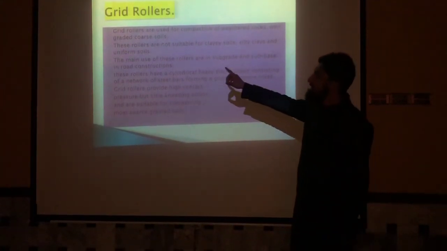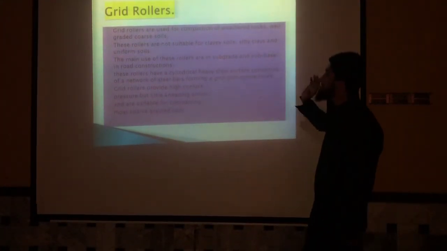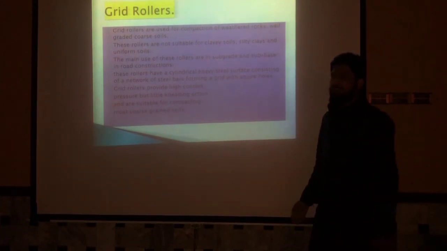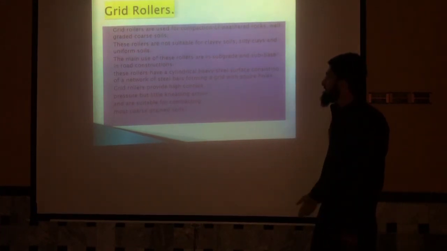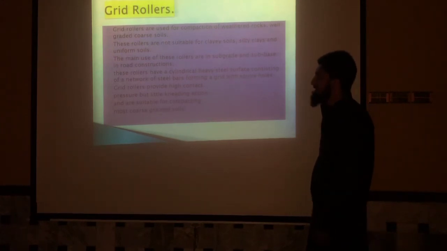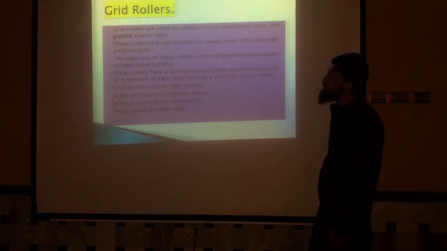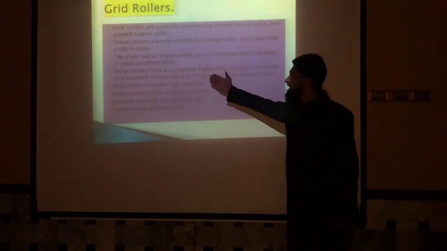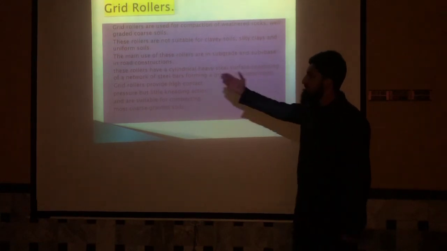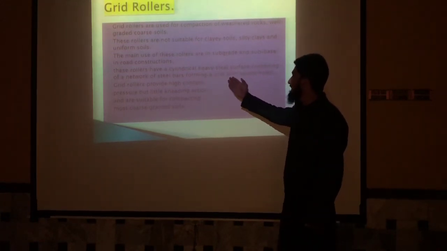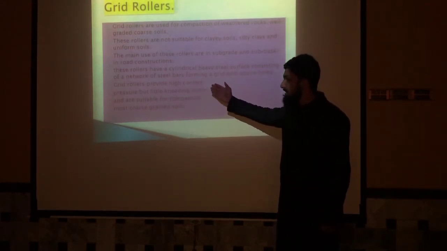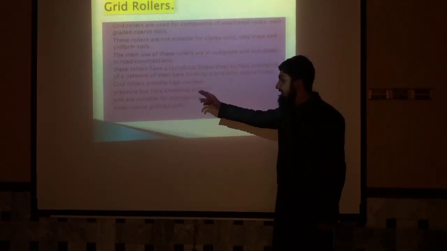The last one is the grid roller. Grid rollers are used for the compaction of weathered rock and well-graded soil. These rollers are not suitable for clay soil, silty soil and uniform soils. The main use of these rollers is in subgrade and sub-base in road construction. These rollers have a cylindrical heavy steel surface consisting of a network of steel bars forming a grid with square holes. Grid rollers provide high contact pressure but little kneading action.